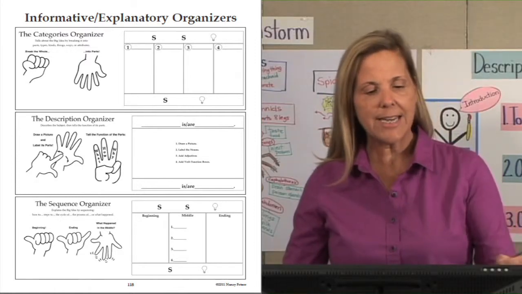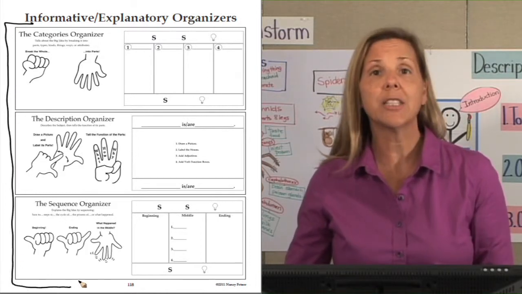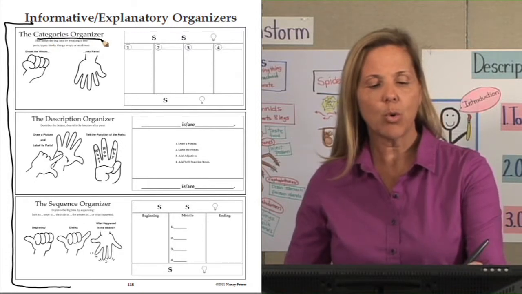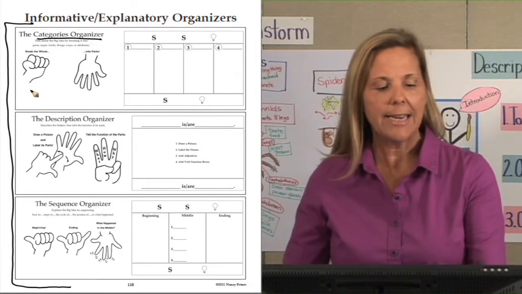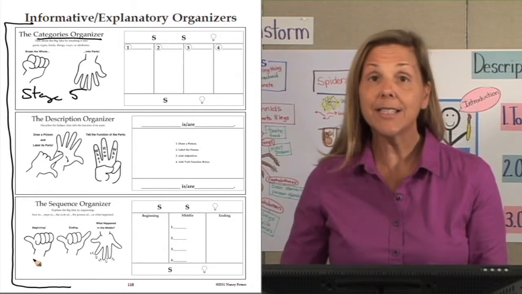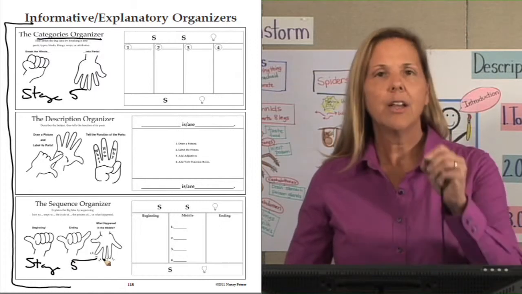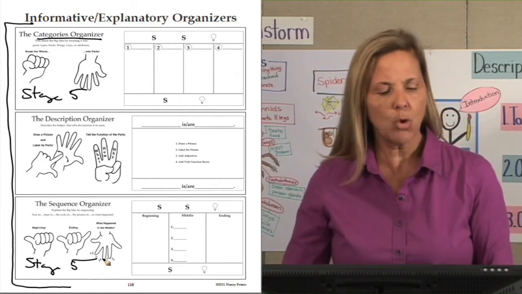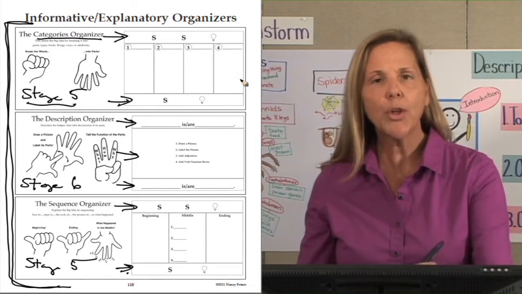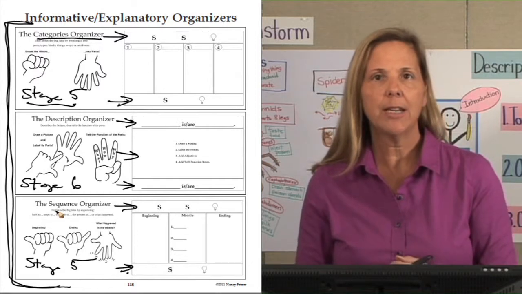On page 118, these are the 3 that we need to master in 2nd and 3rd grade. The top one is the categories organizer. We worked on that in stage 5. The bottom one is the sequence organizer. We worked on that in stage 5. Now we're heading to the description organizer. That is stage 6. All 3 of these organizers are going to be taught to 2nd and 3rd grade.